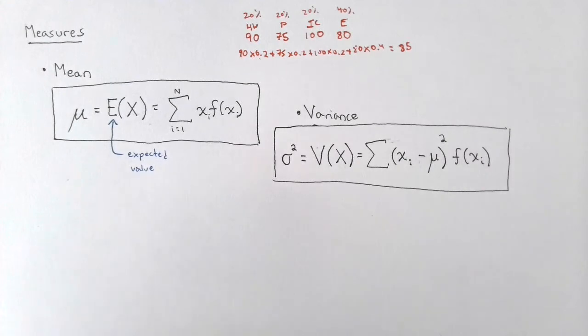Now, of course, we mentioned that this is the square of the dispersion. Is there such a thing as a dispersion? Why not just use the absolute value? Well, first of all, absolute value is a function.